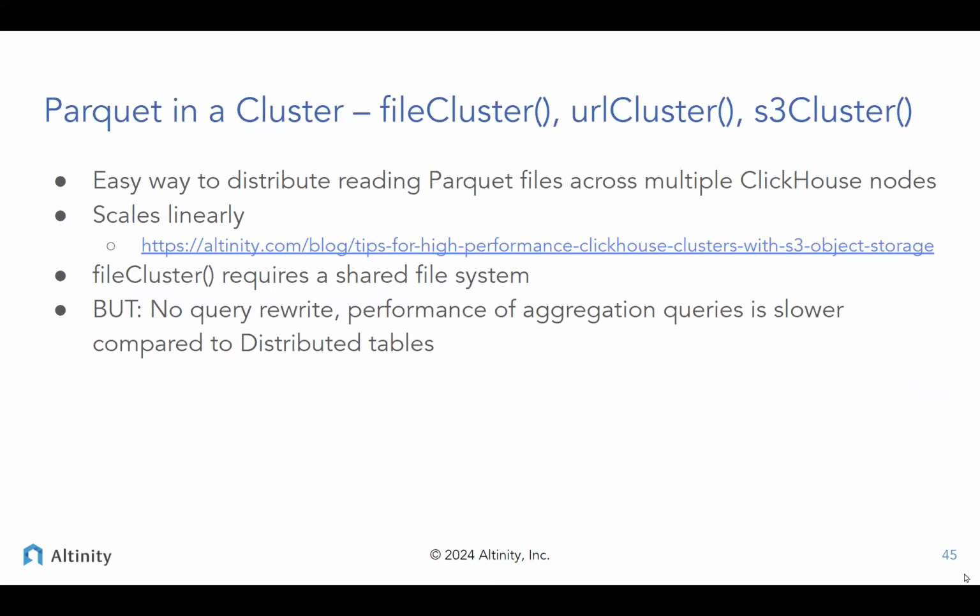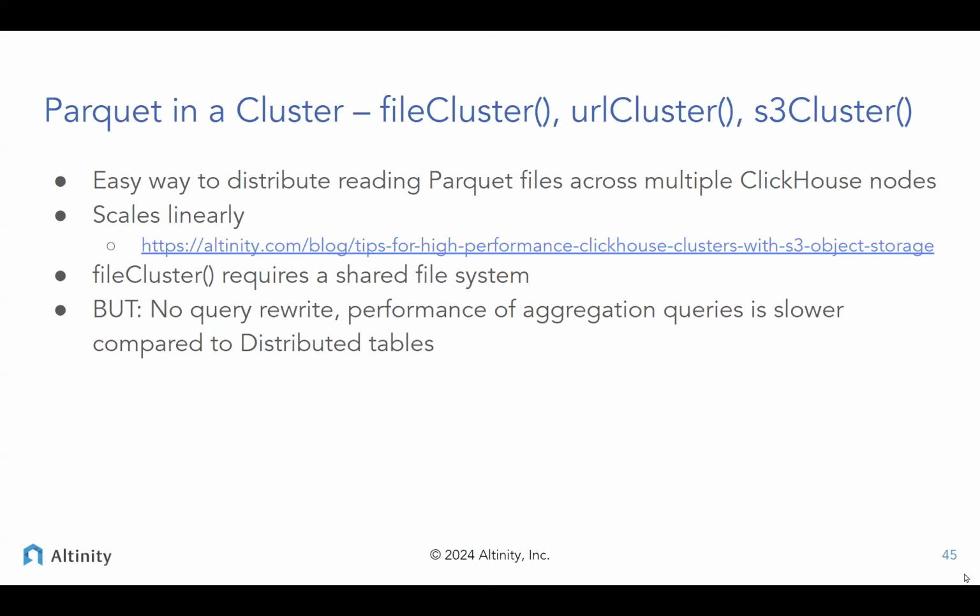In addition to working on a single node, ClickHouse has support for utilizing the full cluster when you are working with the data on S3. This is performed using the file cluster or URL cluster functions for files and HTTP servers, and S3 cluster for data in S3. So say if you have a cluster with 100 nodes in ClickHouse, you can use the S3 cluster function and read Parquet data efficiently by 100 servers.